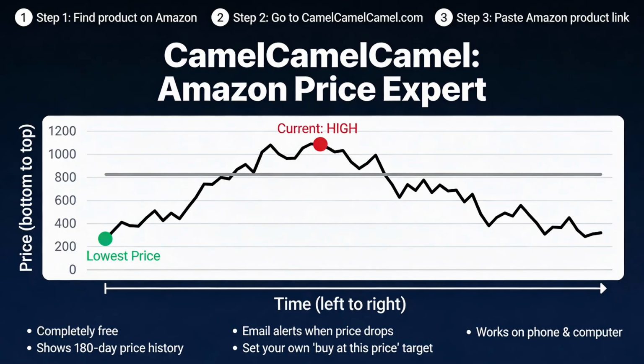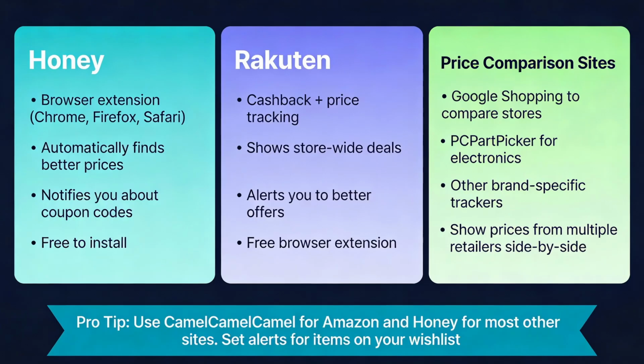So Camel, it's an Amazon price expert. This is one that you can use. It's completely free. It shows up to 180-day price history, so this is pretty big. It also sends email alerts when prices drop, just like the others, and you set your own buy-at-this-price target. So that's a little bit more customization for you, and it works on both the phone and the computer. Here are some more tools to protect your wallet.